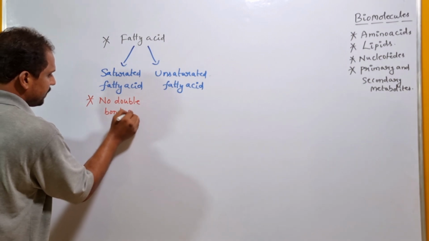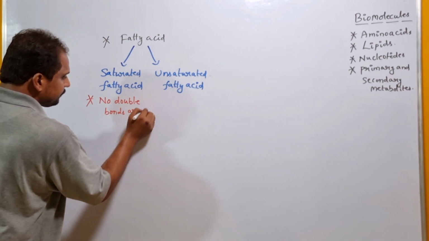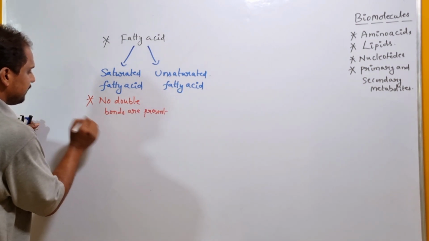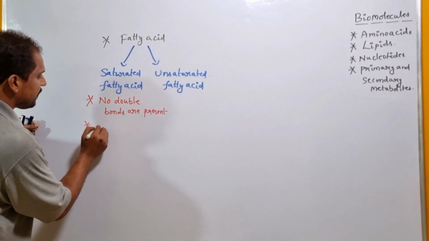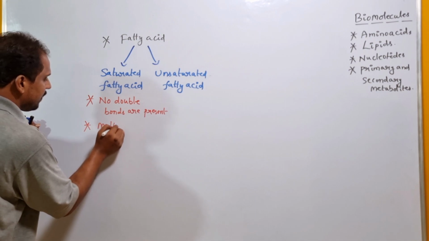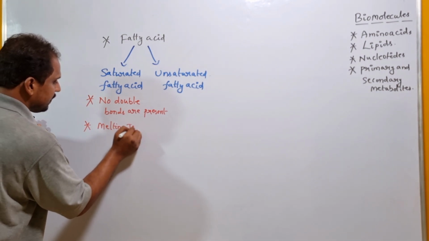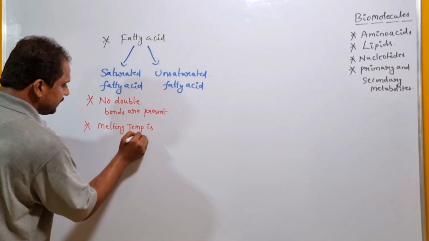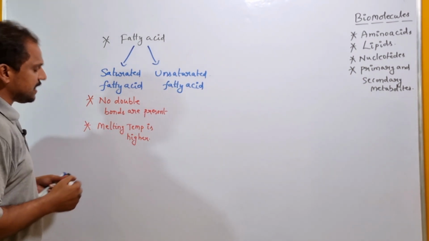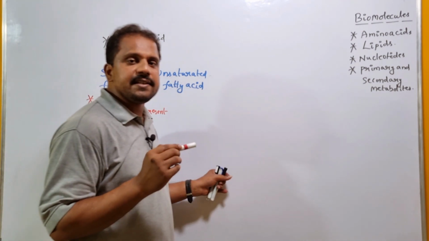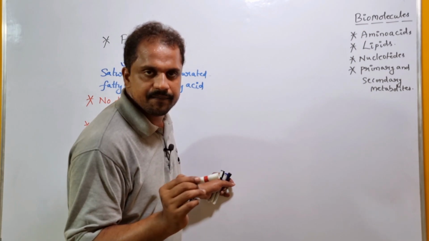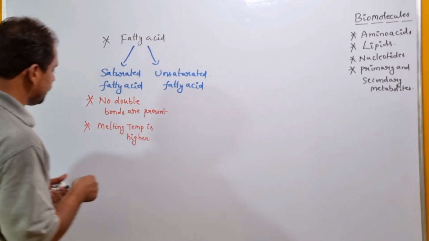No double bonds are present. Then in the same way, in case of saturated fatty acids, the melting temperature is higher. So what are the various saturated fatty acids? Some examples of saturated fatty acids include lauric acid. Is it clear? Let me write it on the board.